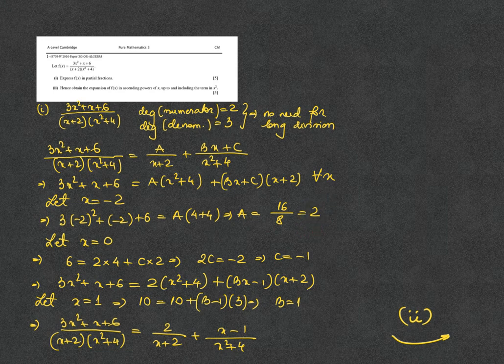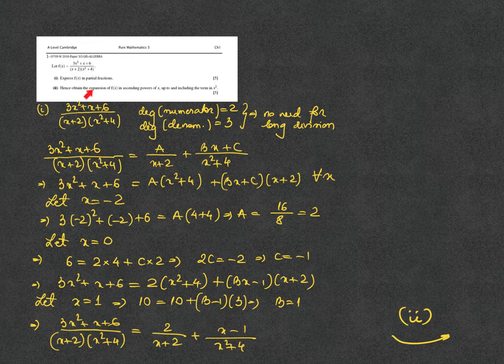Using this value of a, I will replace x by 0. Well, I would like to eliminate this term, but as it does not have real roots, I'll just take x equals 0, which makes things simpler. So 6 equals a times 4 plus c times 2. And there I find c. After it, I take x equals 1. I could really take any x, and I find b. So here is the expression in partial fractions.